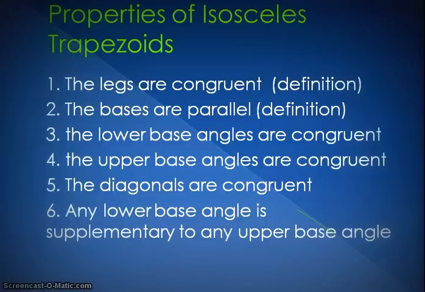Properties of the isosceles trapezoids. The legs are congruent by definition. Bases are parallel by definition. The lower base angles are congruent. The upper base angles are congruent. Diagonals are also congruent, and any lower base angle is supplementary to any upper base angle.